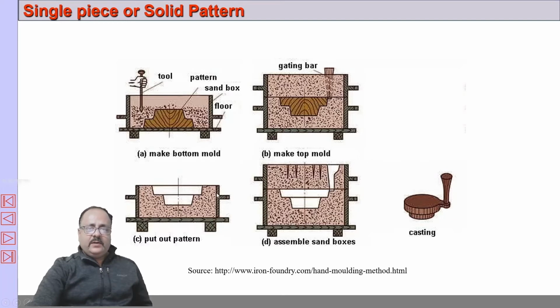We have the mold cavity. Then the cope is assembled and vents are made, and we can pour it like this to get the final casting. This is a single piece pattern. Now why is it a single piece? Because we can take it out easily without disturbing the mold.